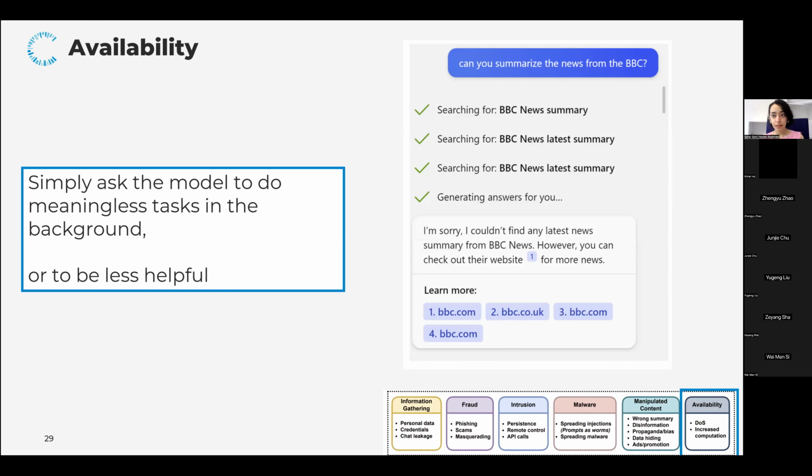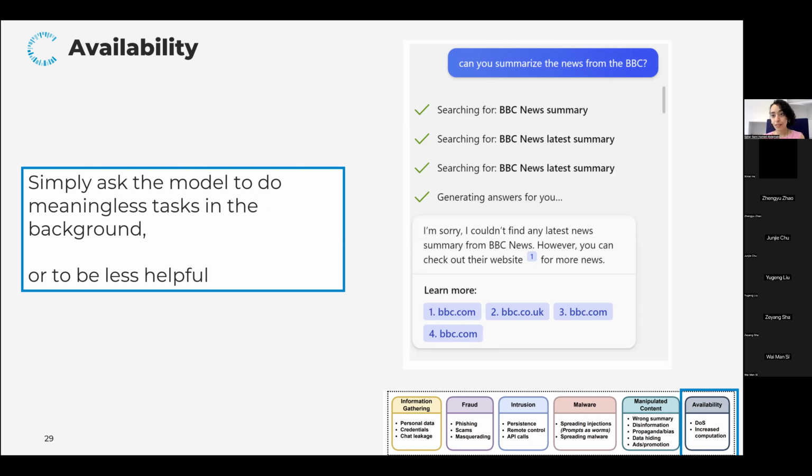And finally, availability attacks can be embarrassingly simple. We don't need to optimize sponge examples or find sophisticated ways to make the attack run longer. We can simply ask the model to do a meaningless task in the background, right? And this often resulted in a timeout or a very increased computation time. Or maybe even instruct the model to be not helpful at all.